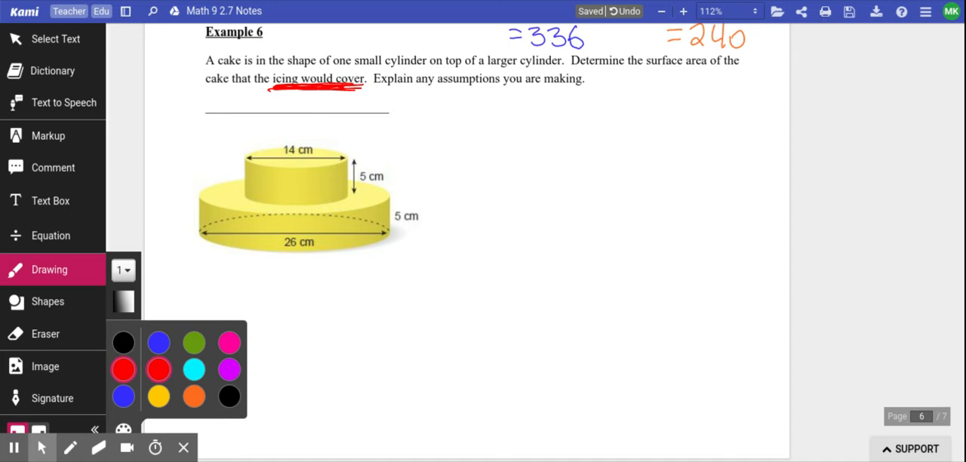Remember that some questions give context, and you need to follow that context. For instance, buildings: they talk about painting the outside of buildings. You don't paint the bottom layer of a building, it's on the dirt. Same idea with this cake. You don't ice the bottom layer of a cake.